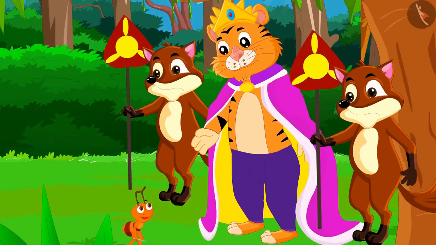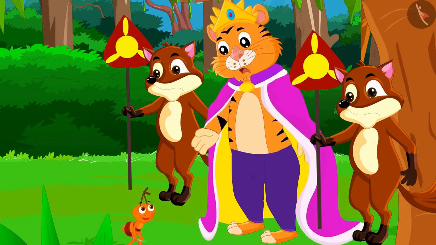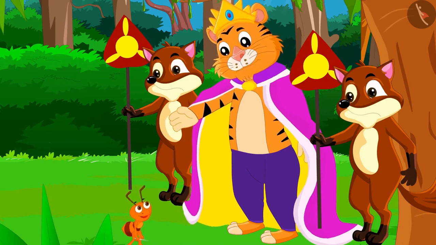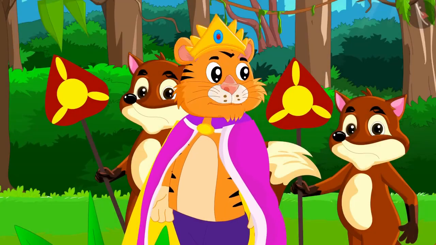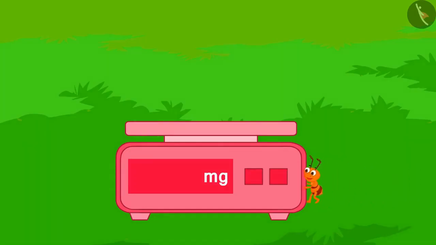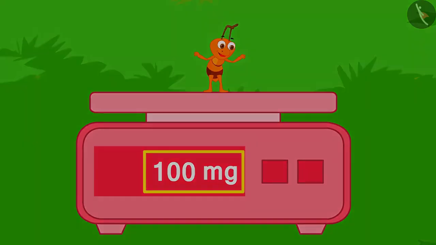The king laughed and said, Weight tells you how heavy an object is. Saying this, the king immediately asked for a weighing scale. When the ant stood on that weighing scale, its weight showed as 100 milligrams on the weighing scale.